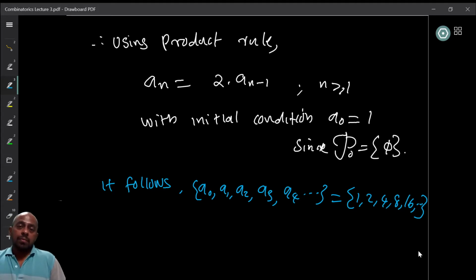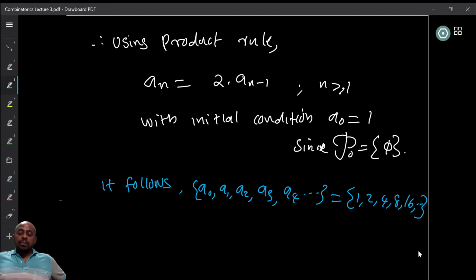Now, once you know this, using the product rule we can figure out that a_n is equal to 2 times a_{n-1}, because whatever the number of elements in P_{n-1}, we are doubling it. Taking any element here, I add n or I don't add n, both ways I get a subset of P_n, and therefore I get 2 times as many, which is 2 times a_{n-1}. So for any n greater than or equal to 1, we have a_n equal to 2 times a_{n-1}.